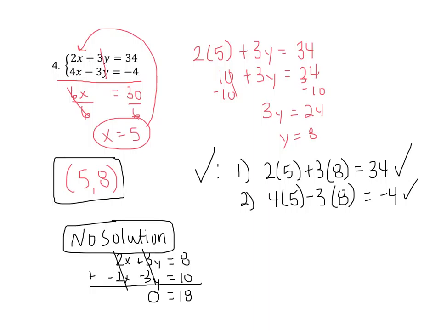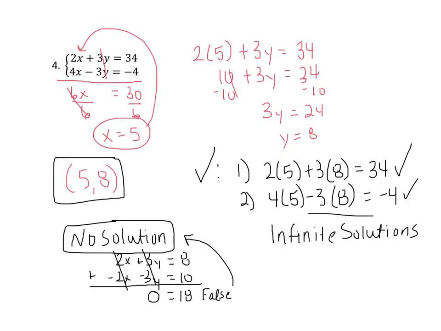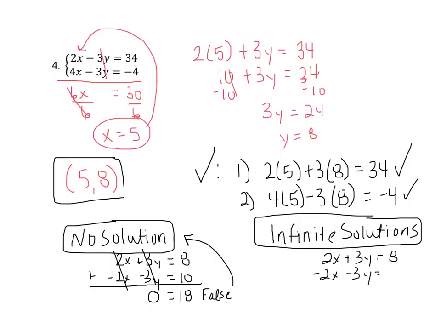And what I say is, if you end up with a false statement, like this statement right here, 0 is equal to 18. Well, this is a false statement, so when it is a false statement, your answer is no solution. Okay, so what's going to happen if your answer is infinite solutions? Well, what's going to happen there is everything is going to cancel. So an example of infinite solutions would be if you have the equation, let's say 2x plus 3y equals 8, but then the bottom equation would be negative 2x minus 3y equals negative 8.